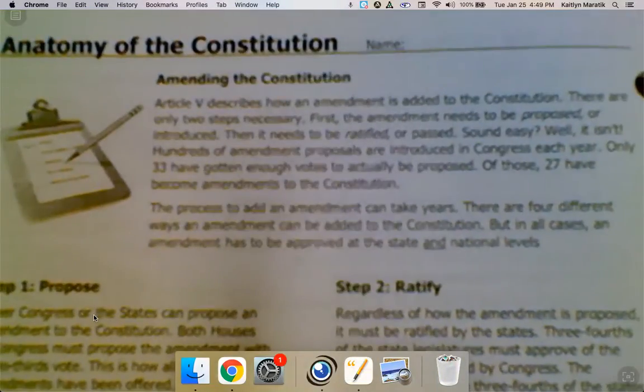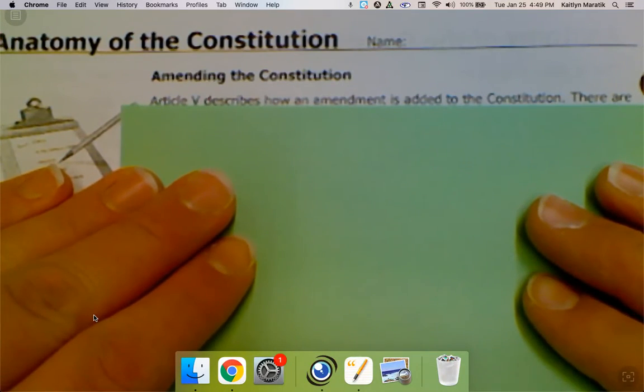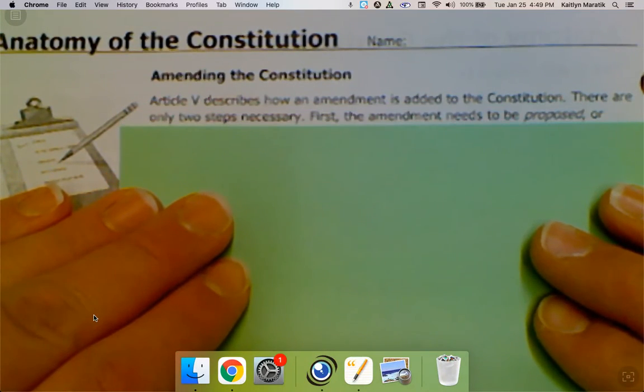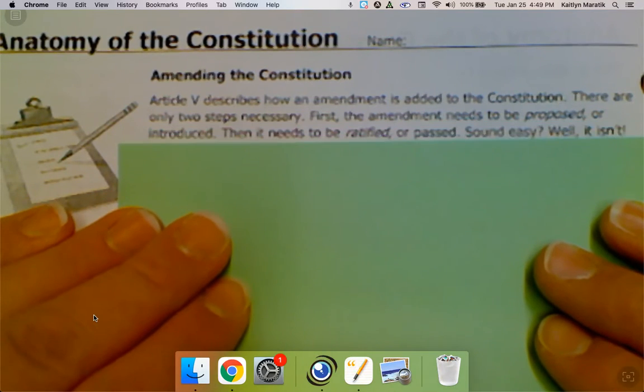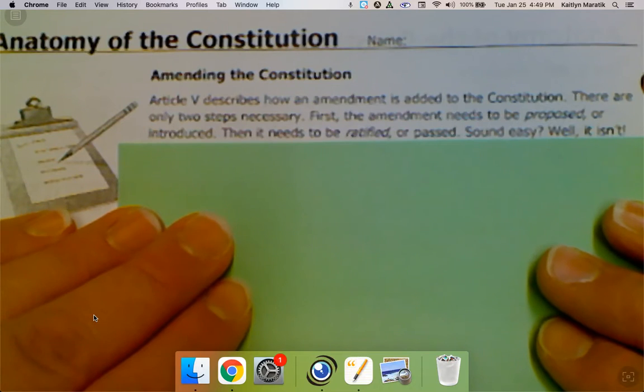So, amending the Constitution. Article 5 describes how an amendment is added to the Constitution. There are only 2 steps necessary. First, the amendment needs to be proposed or introduced. Then it needs to be ratified or passed. Sounds easy? Well, it isn't.